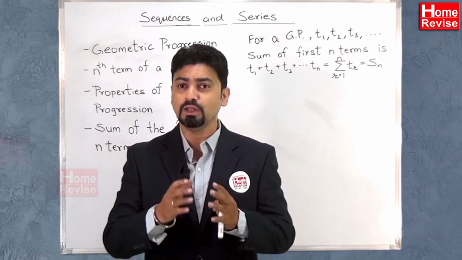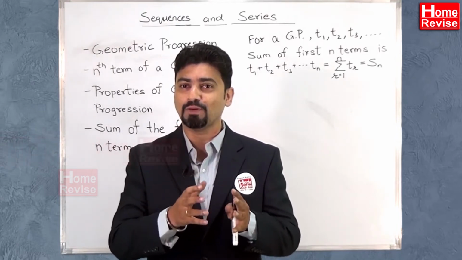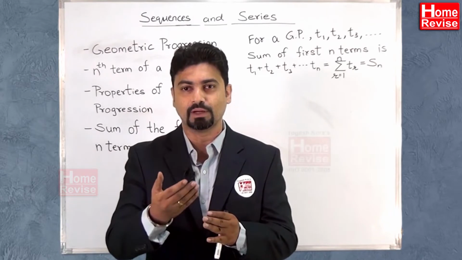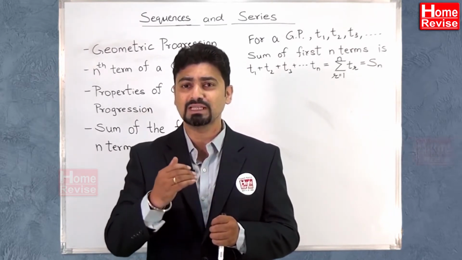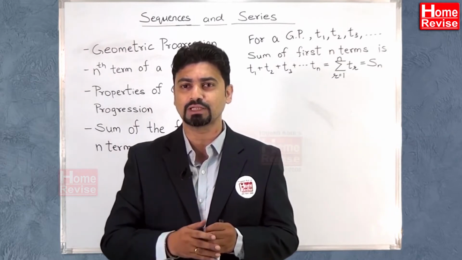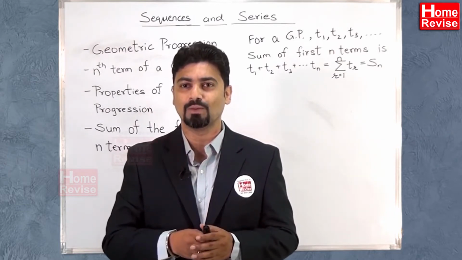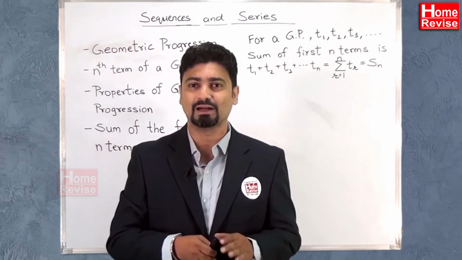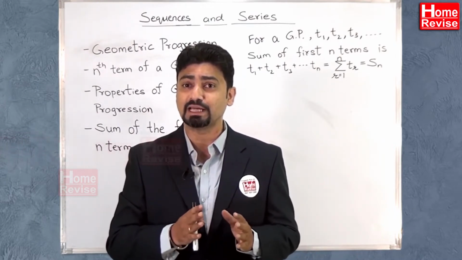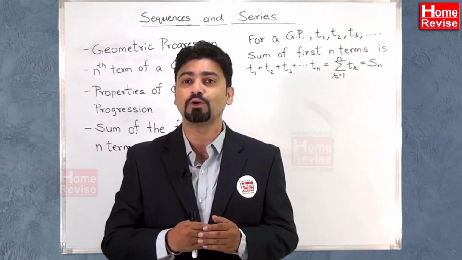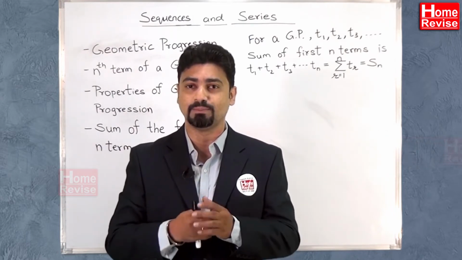Let us now learn a new concept, that is sum of n terms of a GP, that is geometric progression. We have learned this for arithmetic progression. What was the sum of n terms of arithmetic progression? The formula Sn was given by n by 2 in the bracket 2a plus (n minus 1) into d. That was the Sn for AP. We are going to find the Sn for GP.